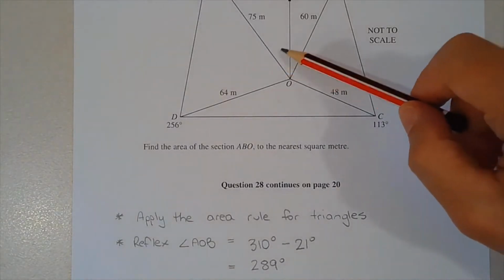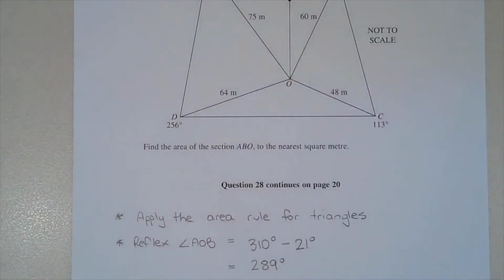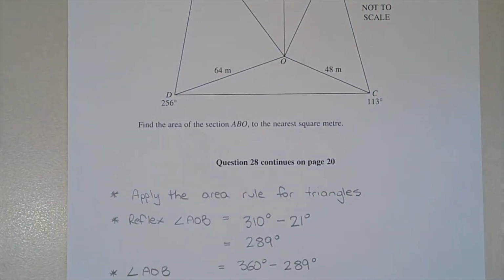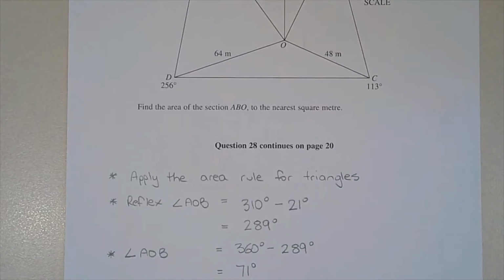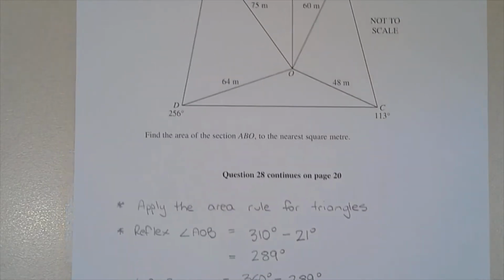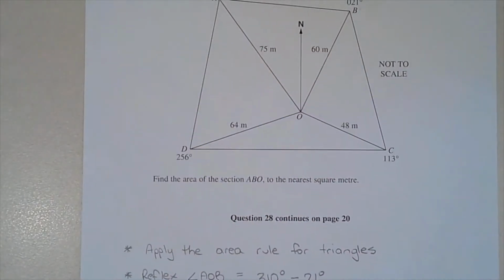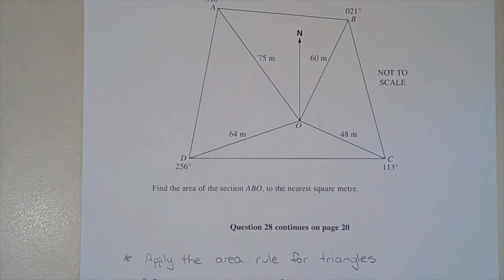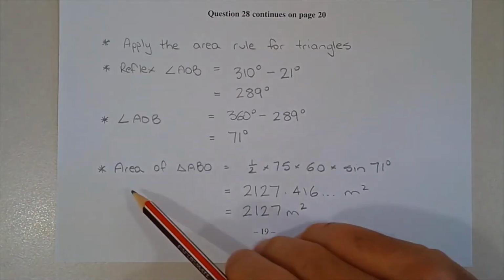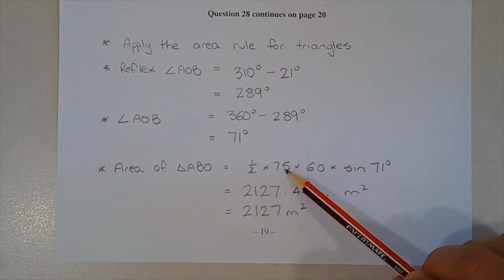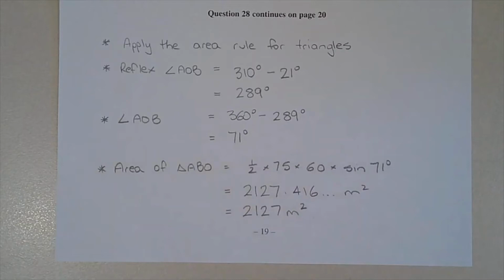So to find the non-reflex angle AOB, or the included angle in the triangle, it's 360 minus 289, which equals 71 degrees. So now that we have the included angle and the two known sides, we can apply the area rule for triangles to find the area of triangle ABO. So area of triangle ABO is equal to half multiplied by 75 multiplied by 60 multiplied by the sine of 71 degrees, which equals 2,127.416... square meters, but we need to answer to the nearest square meter, so that equals 2,127 square meters, correct to the nearest square meter.